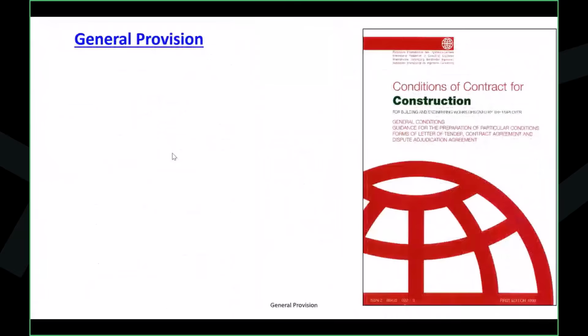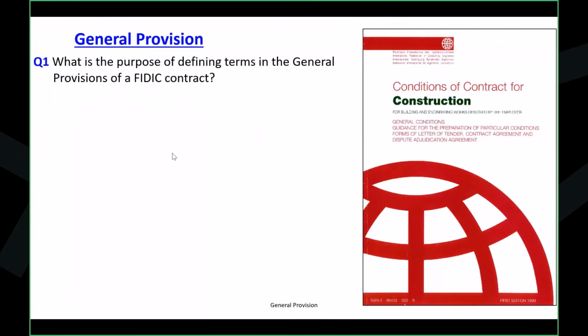Now, as I told you, for the general provision there are some questions. What is the purpose of defining the terms in the general provision? Why do we need to have it? Yes, because it clarifies the terms used. There is no ambiguity and no misinterpretation. That is the purpose.